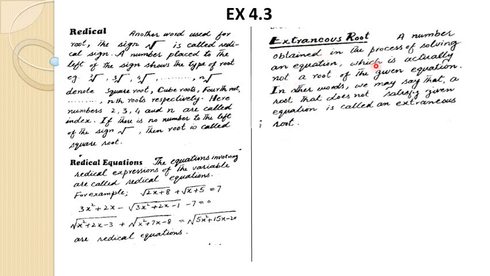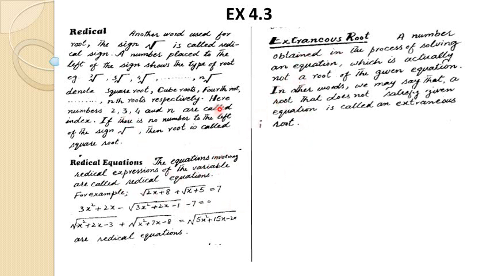Extraneous root. What is an extraneous root? It is a root that may turn out to be extra, meaning it will not satisfy the equation. It is a number obtained in the process of solving an equation which is actually not a root of the given equation. In other words, a root that does not satisfy the given equation is called an extraneous root. So in a radical equation, we should check for extraneous roots as well.